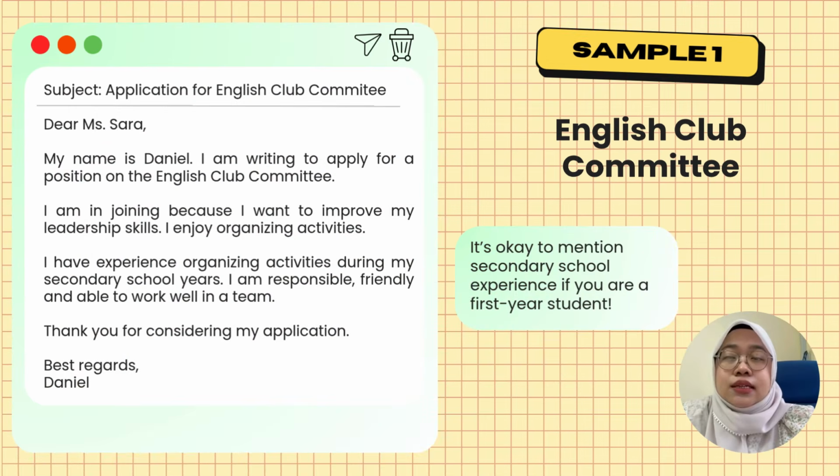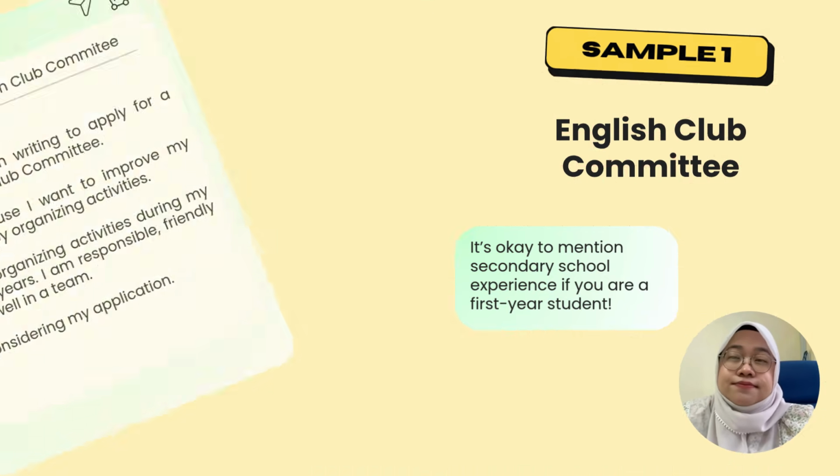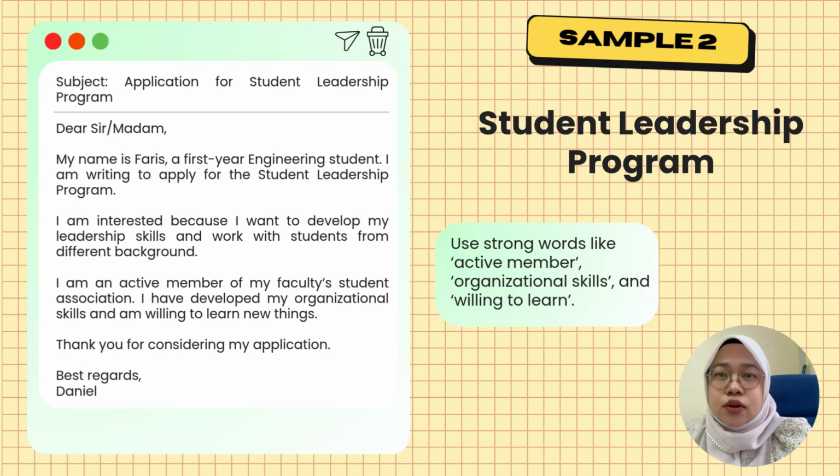Now we are looking at the first sample of application email. It is about a club. The tip here is, if you are a first year university student, it is completely acceptable for you to mention your high school achievements or club roles as evidence of your skills. The second sample is on leadership. The tip here is you are recommended to use strong action phrases. For example, active member, organizational skills, and willing to learn.